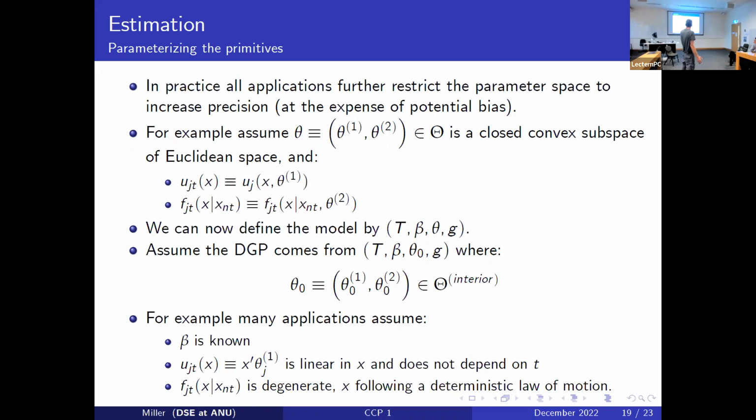Suppose in many applications we have that the subjective discount factor is known. And suppose we're now willing to assume that U is linear in X, but does not depend on T. It's a common assumption that we make. I'm going to argue to Bertel, because I know the rest of you are 100% convinced of what I said, so I should really be facing Bertel now.